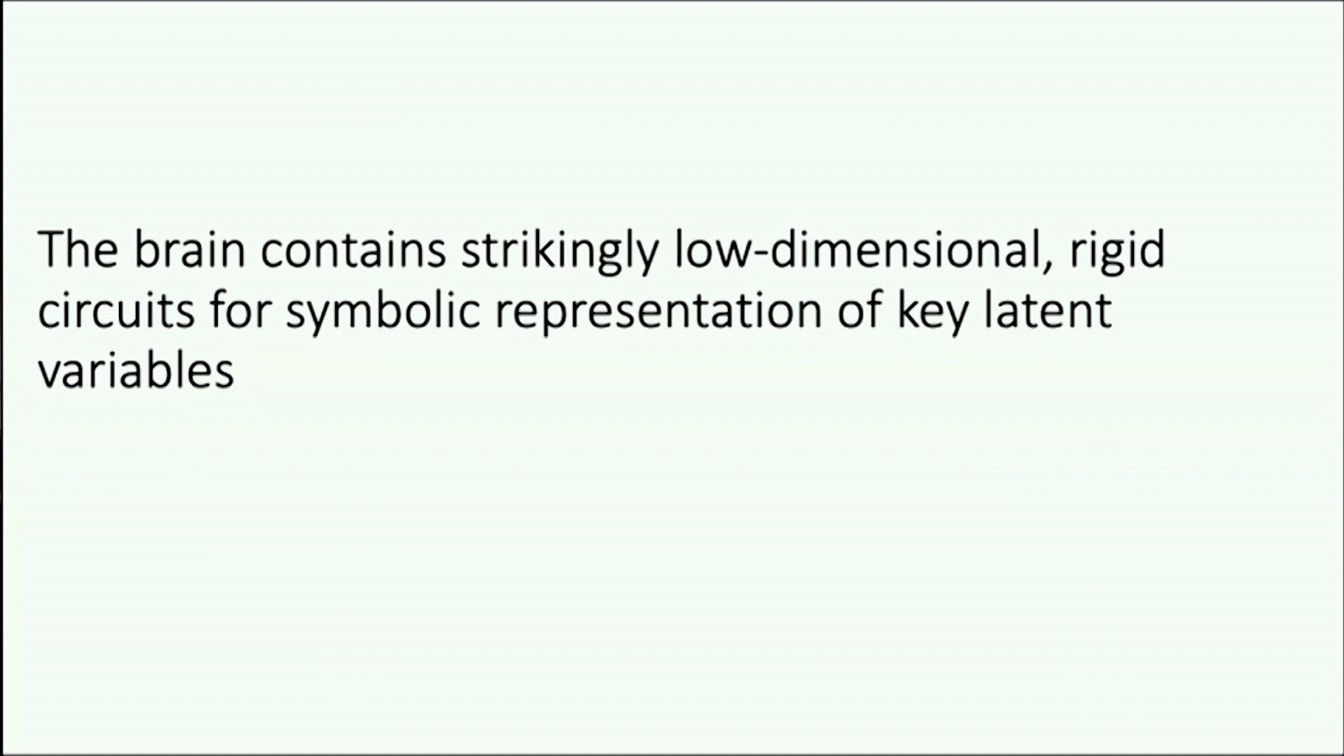And the assertion that I want to make and then support in the rest of the talk is that the brain contains strikingly low-dimensional and rigid circuits for symbolic representation of key latent variables. And at the end, I'll show you how it also contains some pretty non-rigid structures that allow for generalization of those. So I suspect you're going to tell us what all of this means, but I'm particularly interested in rigid circuits. It's not obvious to me what that means. Yes, and I will explain that.